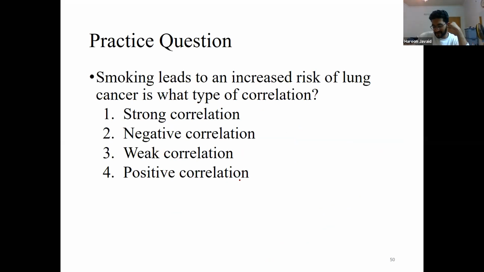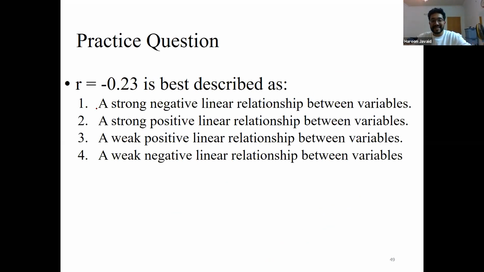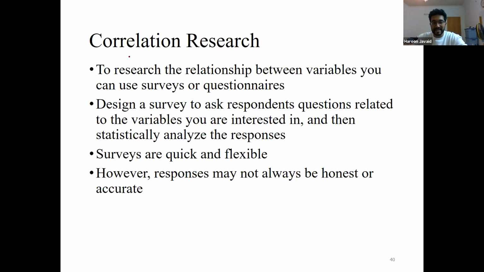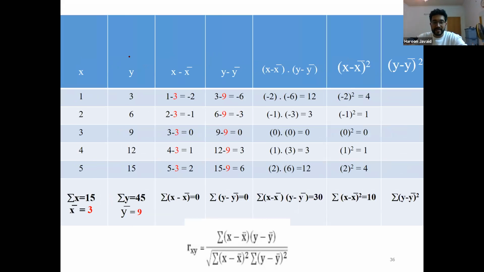No, it's memorization. If it's negative, it means it's negative. If it's less than 3, it means it's weak. If it's between 3 and 7, it means it's moderate. If it's 8 or more, that means it's strong. This was a table in the PPT.